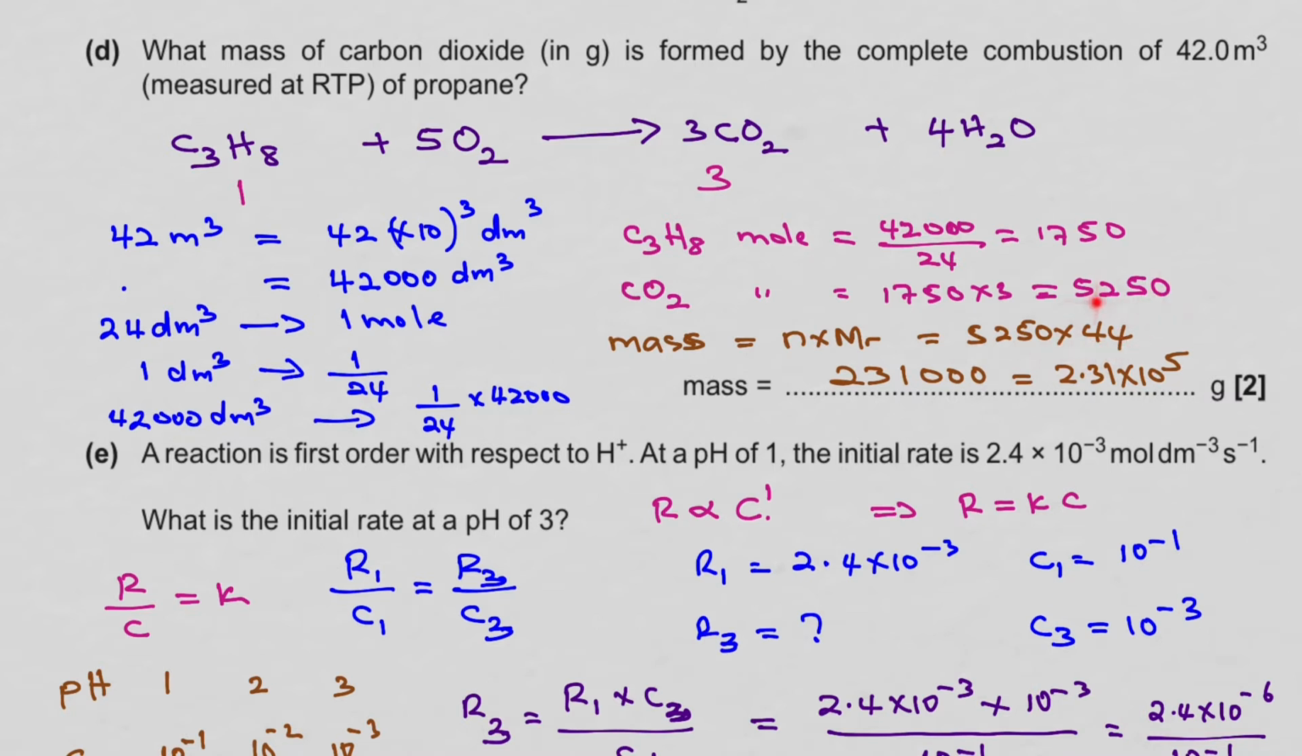And you times it by the mole. And therefore you're going to get 2.31 times 10 to the power 5 grams. And that will be your answer.